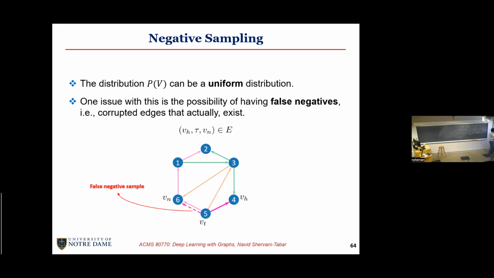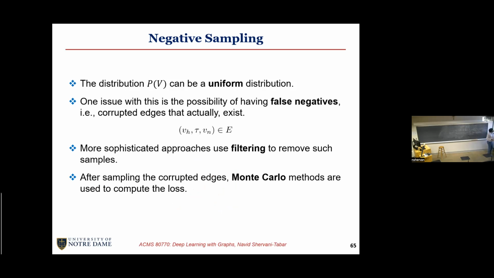but it can happen. So in order to alleviate that, what we can do is impose a filtering approach where, after you select your randomly selected node and construct the corrupted edge, this filtering filters out any false negatives. And then after doing that, we use a Monte Carlo approach to compute the sum over all the negative samples and then to compute our loss.